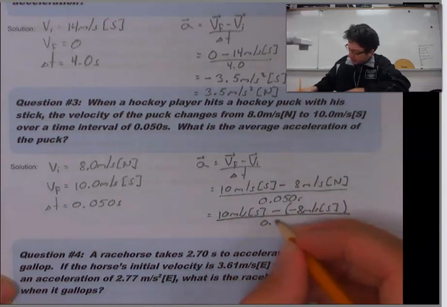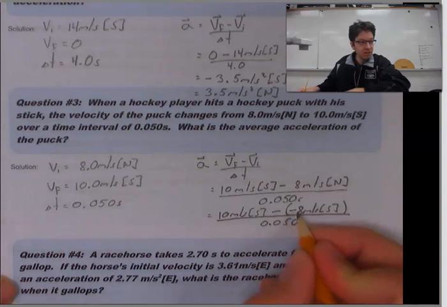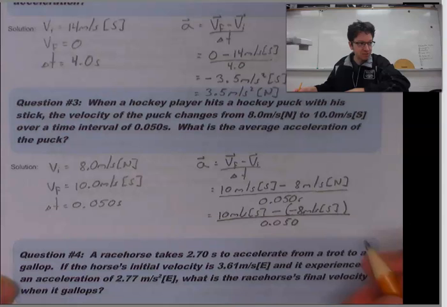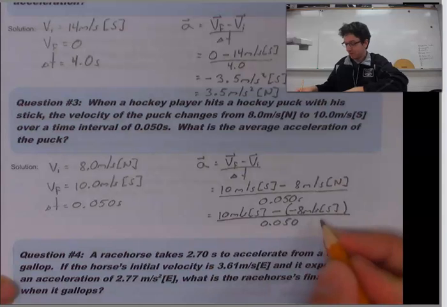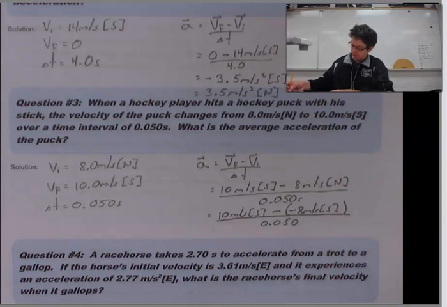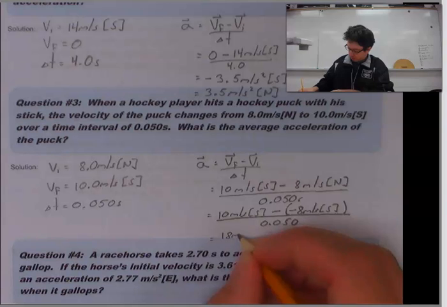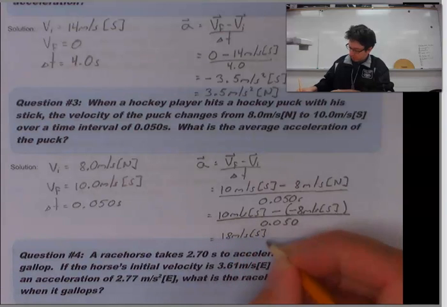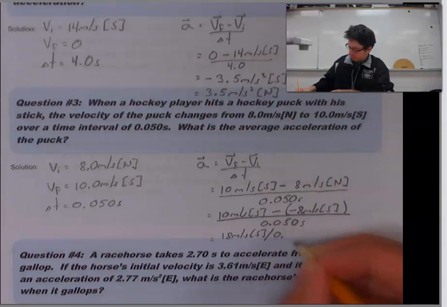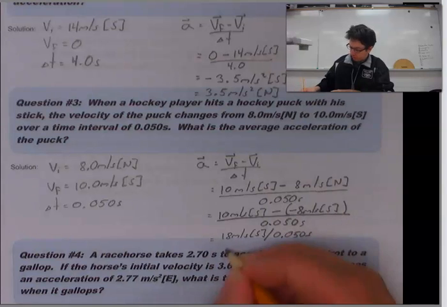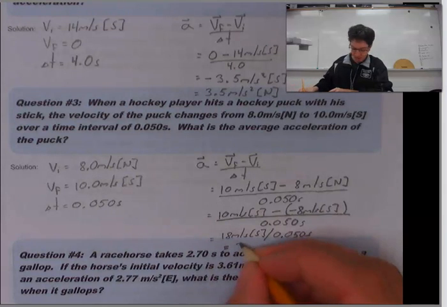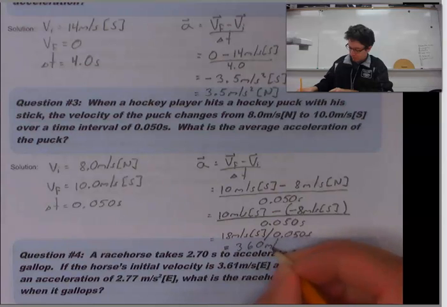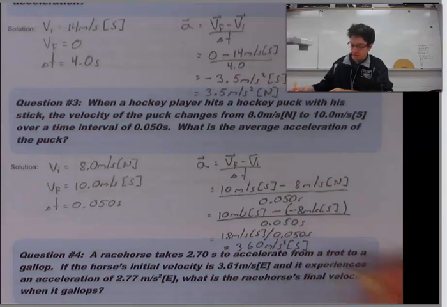Now when we do that, we're going to have a double negative here. And that double negative is going to give us a positive, so we're going to end up with 18. So 10 plus 8 south. So we're going to have 18 meters per second south, divided by our time interval. And that gives us our acceleration, 360 meters per second, and now our direction is south. Oh, meters per second squared, sorry. South.